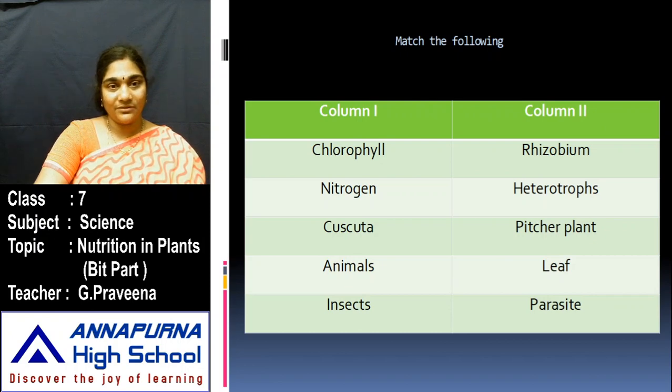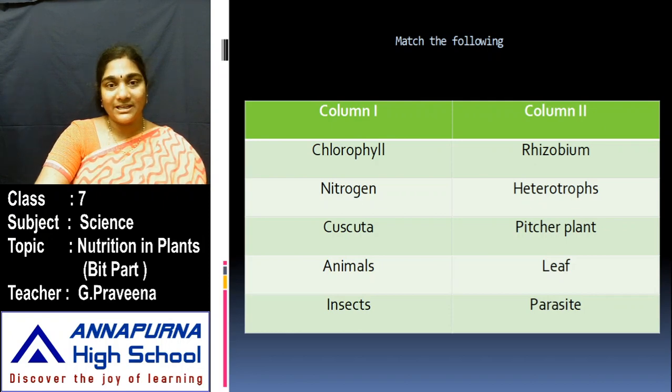So here the second one, nitrogen, the rhizobium bacterium, which is capable of trapping the nitrogen, and they settle in the root nodules of the leguminous crops. So those leguminous plants, they meet their nitrogen requirement with the help of the rhizobium bacterium. As plants cannot take in the nitrogen gas in its form, that has to be converted into another form. So nitrogen is converted into nitrates with the help of the rhizobium bacterium. So these rhizobium go and settle in the root nodules of the leguminous crop.